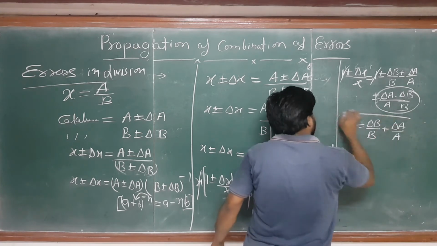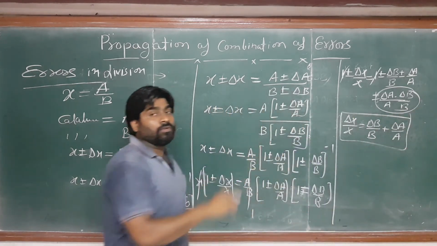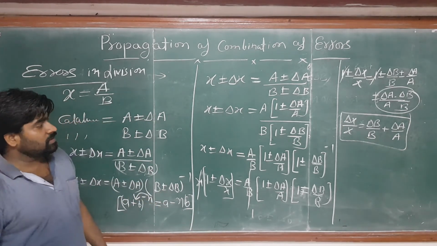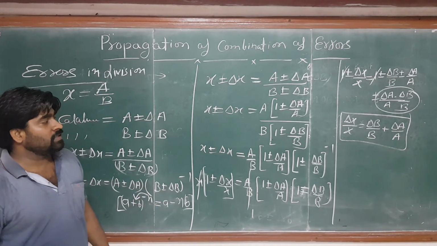Now see this formula again, it is just equal to the product formula in which we did the product, that is Δx by x is equal to Δb by b plus Δa by a.